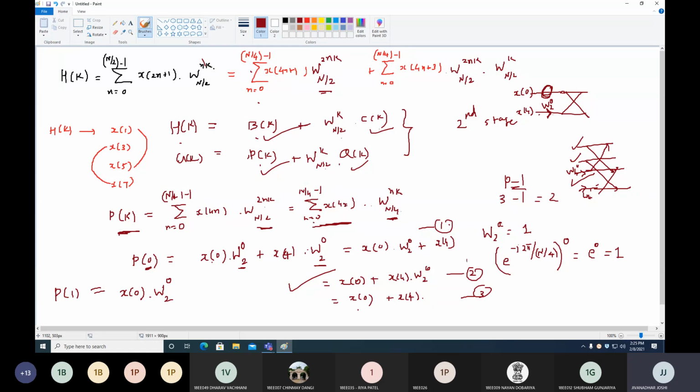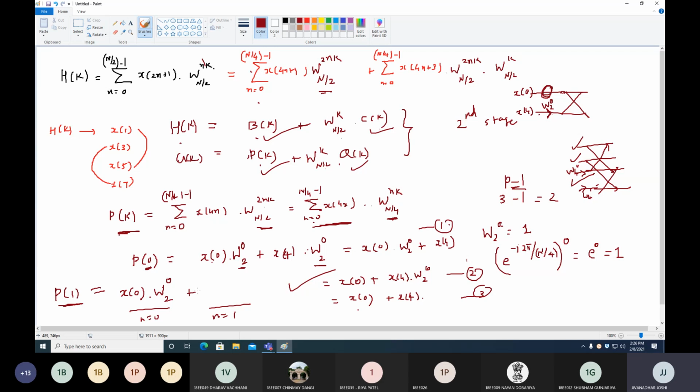So x of 4 into Wn by 4, that is W2 raised to, now n is 1 but k is 0. So W2 raised to 0 again. But now the case is different. Now we are writing down for k equal to 1 and n is variable. For the first term n is equal to 0. For the second term n equal to 1.